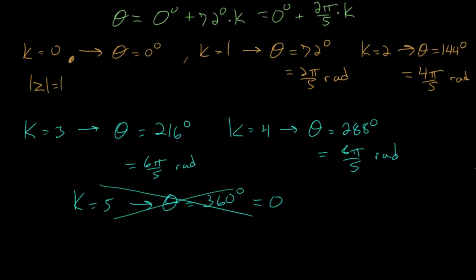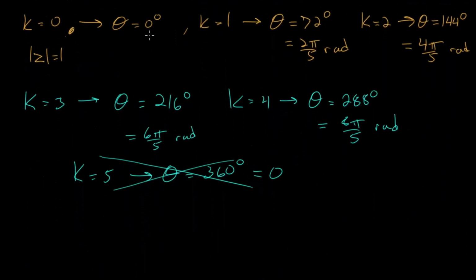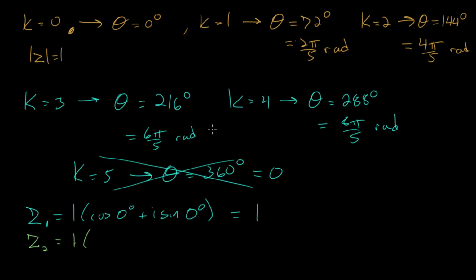Now, to rewrite these numbers in their polar form, we can say that our solution z is 1 multiplied by the cosine of 0 plus i times the sine of 0. And in rectangular form, this is just equal to 1. And we can call this z1. That's our first solution. For our second solution, it has a magnitude of 1, but now our angle is 72 degrees.